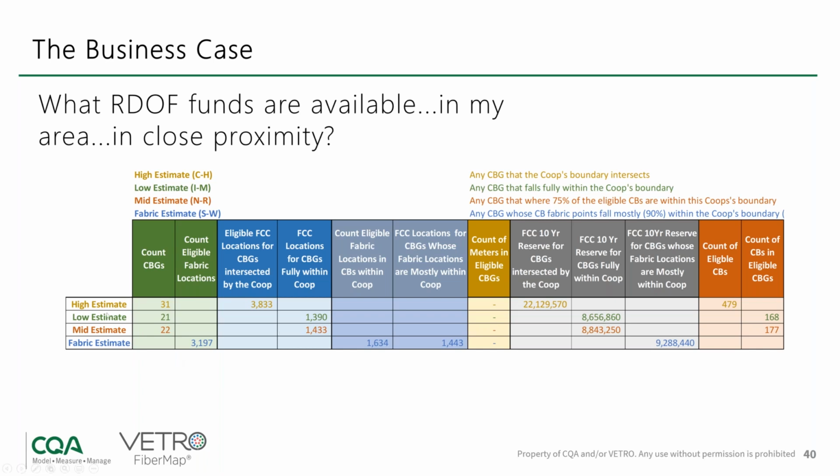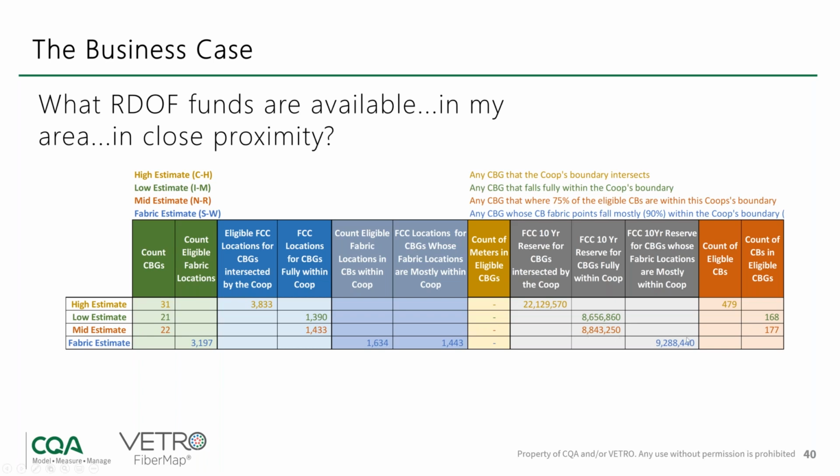So we put together a high estimate, and that is any census block group that is intersected or touched by your service profile or your service boundary. And here we identified 22 million of reserve available over the 10-year time period. However, if I'm more conservative and I'm only going after those census block groups in which the census blocks are fully enveloped within my area, the funding drops down to 8 million. If I loosen that a bit and say, if the census block group has 75% of the census blocks within, it changes just a bit.